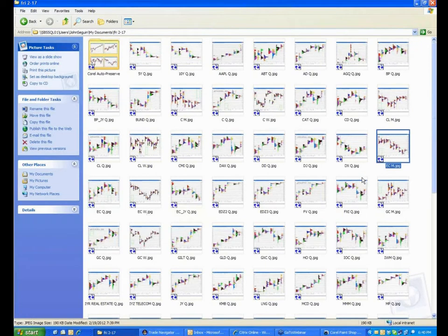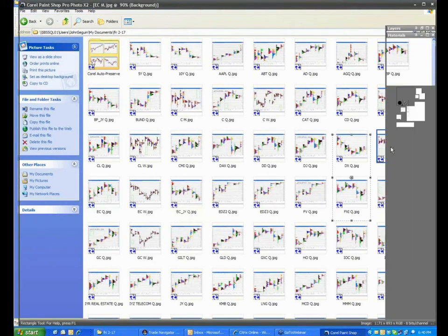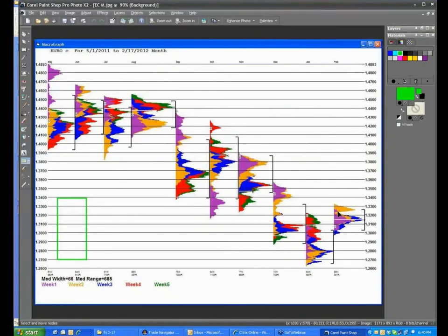Let's see, by month here, the euro currency. I'm seeing a market that's going into a coiling phase. And look here, this thing got right up to the top of value from the previous month. I'm telling you, to me, it looks like this market's going to go into a coiling phase.